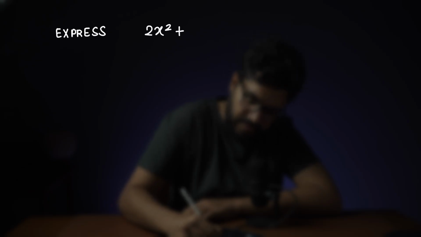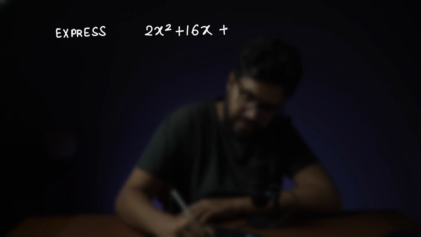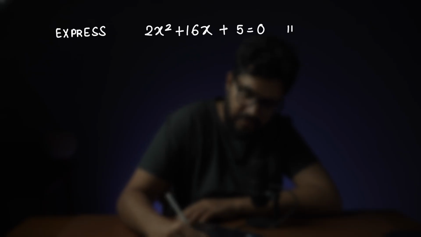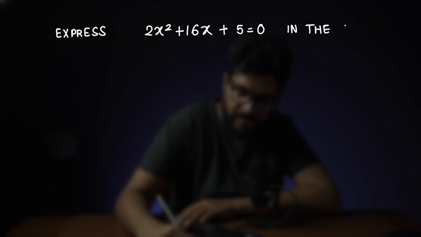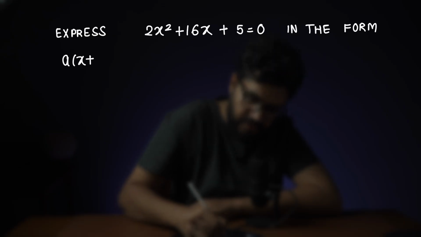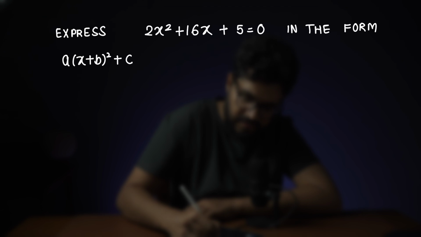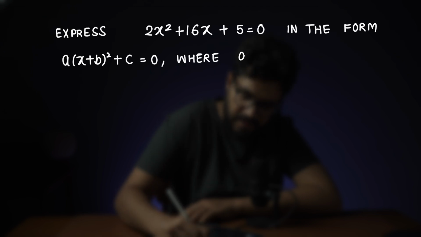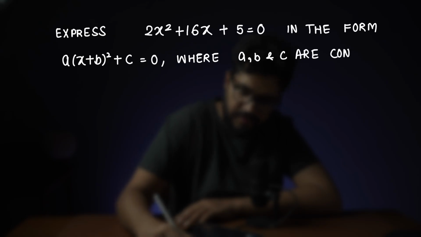So here is a question from Cambridge Examination Paper 1. Express 2x² + 16x + 5 = 0 in the form a(x + b)² + c = 0, where a, b and c are constants.